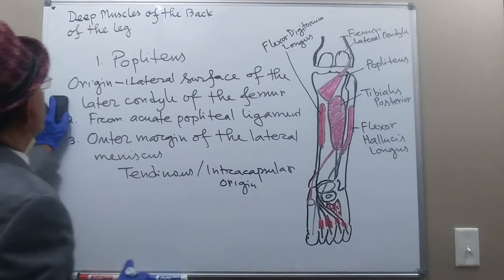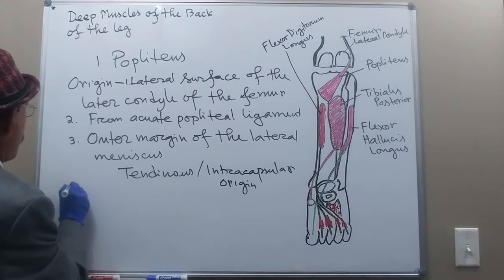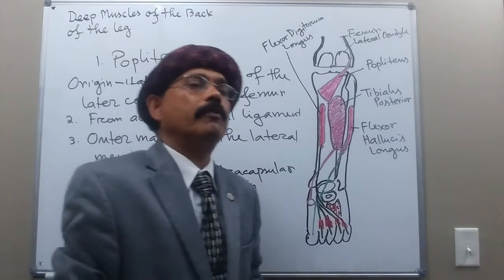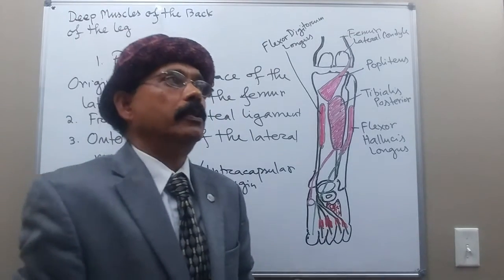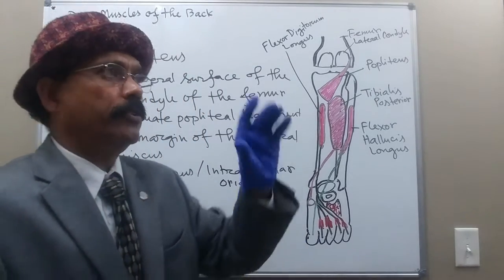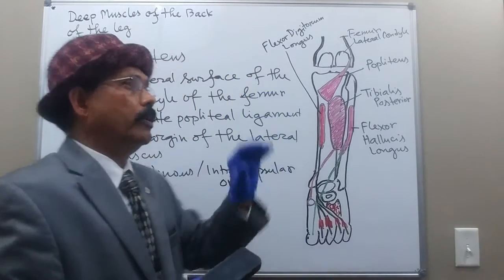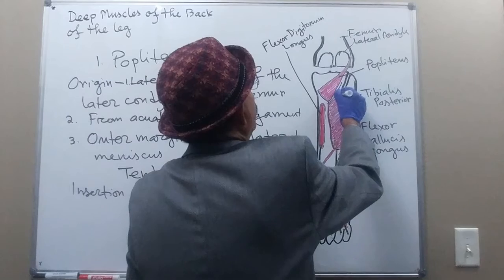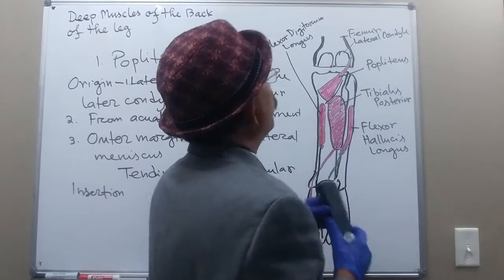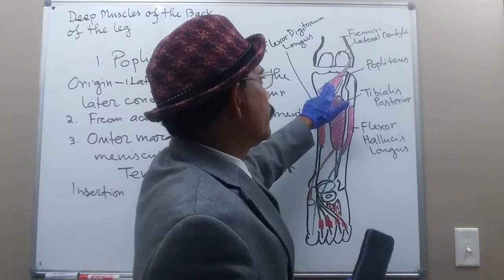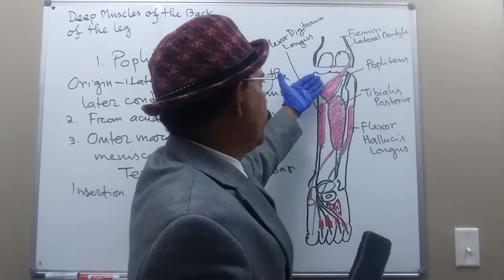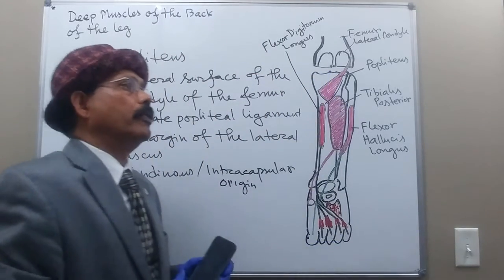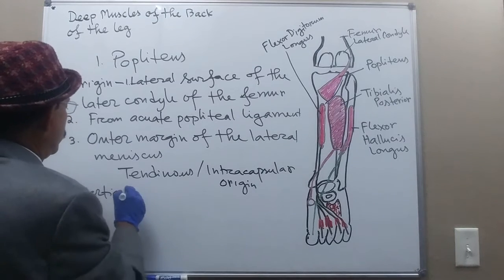Now we go to the insertion. Insertion is on the posterior surface of the tibia above the soleal line. It is a triangular shaped insertion. This is our soleal line. So above the soleal line, in a triangular fashion on the posterior surface of the upper part of the tibia, a bit medial.